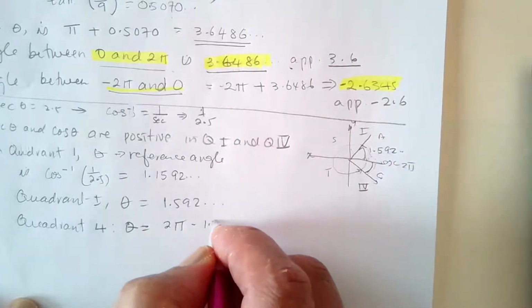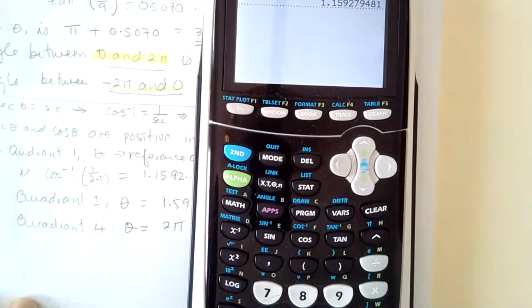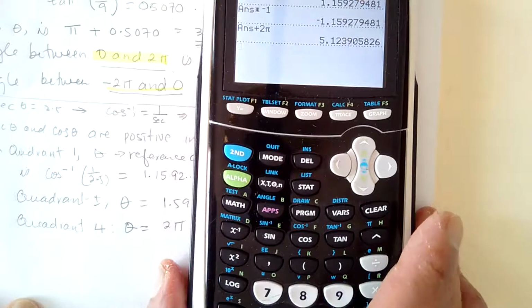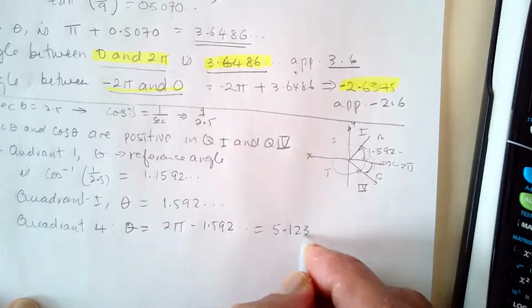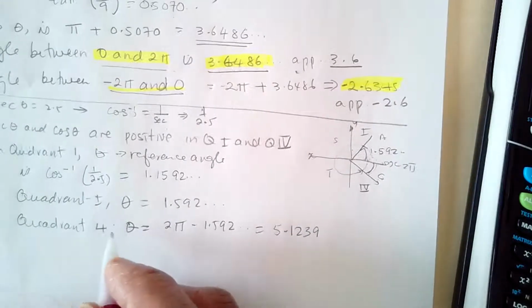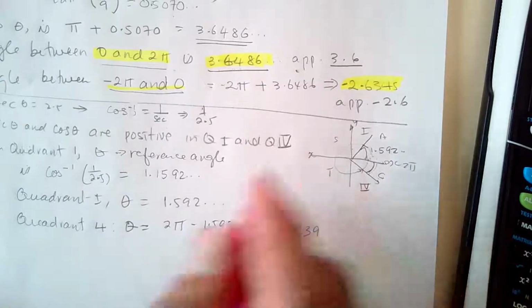minus 1.592. So I'll use my calculator here. So I'm going to put here plus, so we got to multiply by -1, so I got a negative here, plus 2 times pi, give me 5.1239. Now we have the positives.